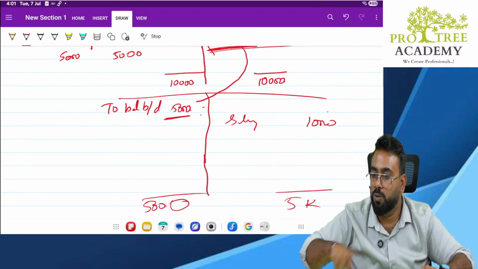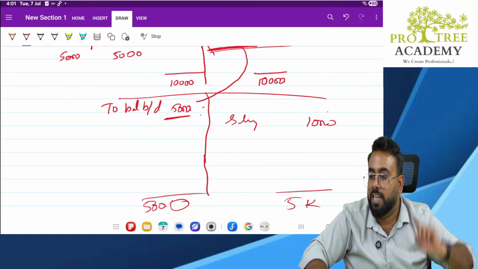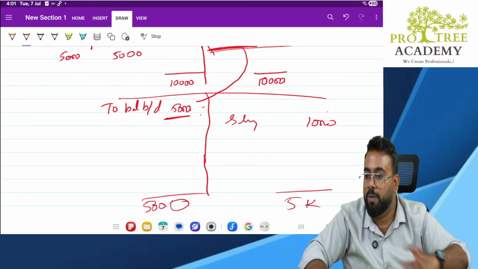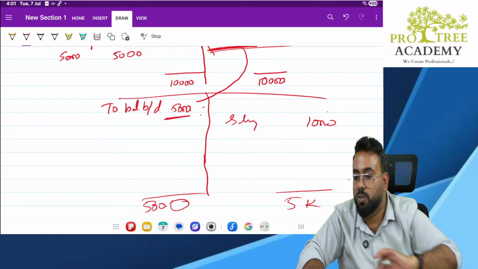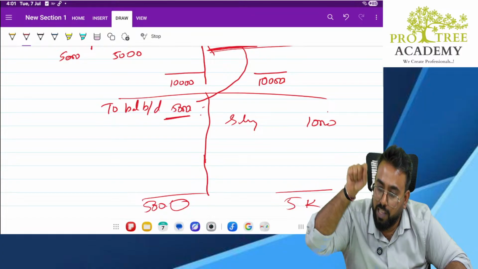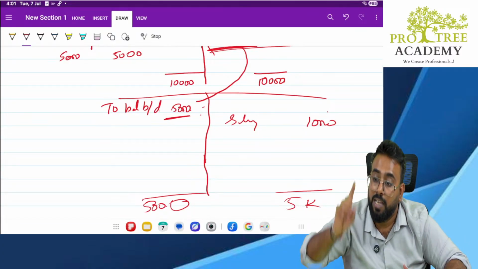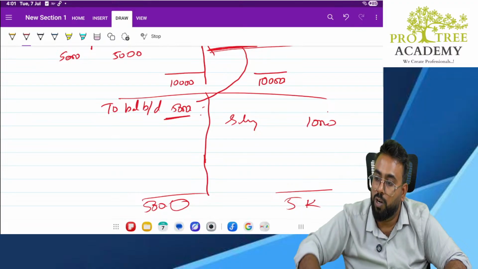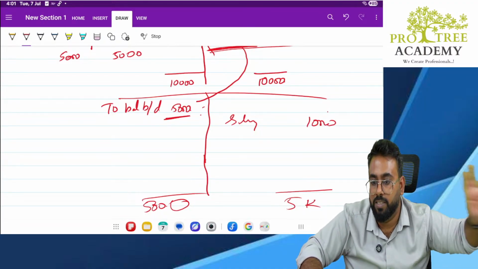Now, how does a ledger look? T-shape. Debit, credit. Particulars, amount. Asset and expense will always have a debit balance. What do you mean by debit balance? The debit side total will be higher than the credit side total. So the balancing figure will always come on the credit side. Whereas income and liability will always have a credit balance. That means what? Credit side total will be higher than the debit side. So the balancing figure will come on the debit side.